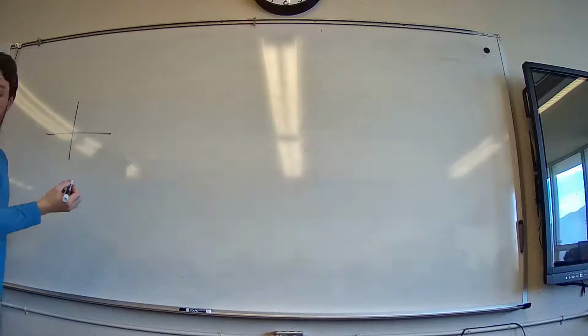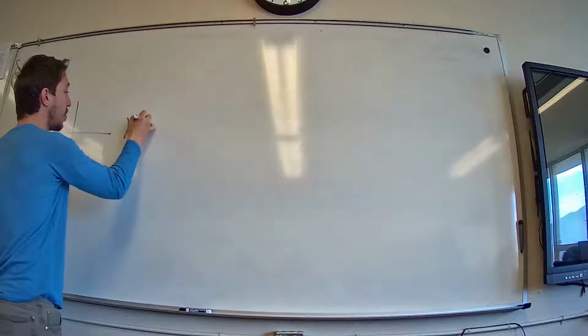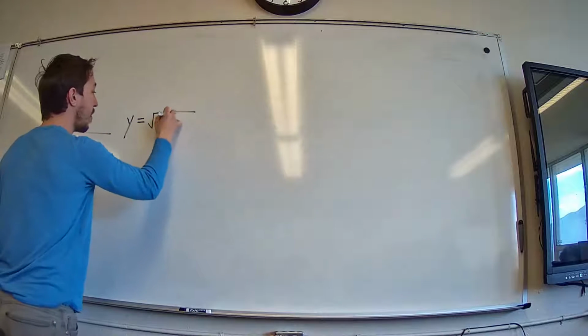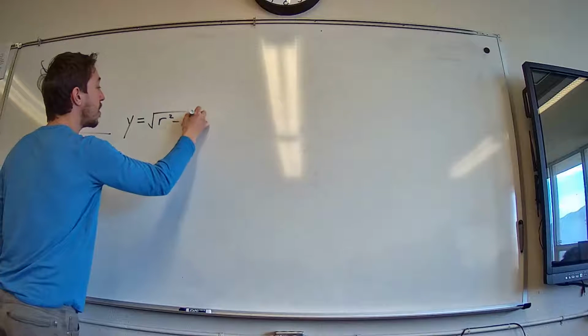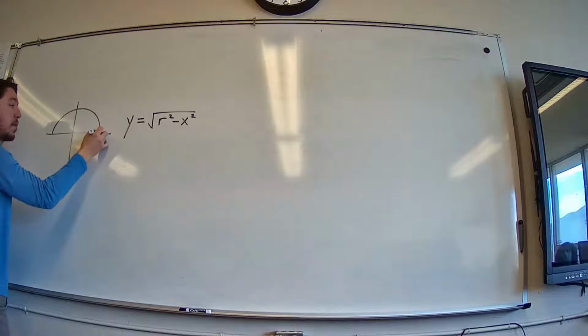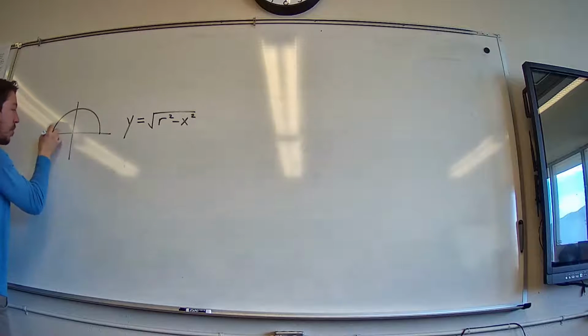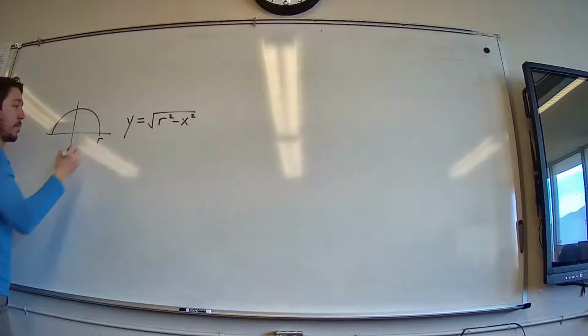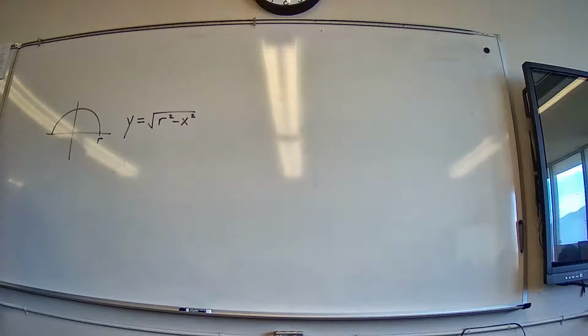So hopefully I like the next one too. The next one's very similar. What shape does it describe if you go y equals the square root of r squared minus x squared? A semicircle, where the radius is r. You understand that?